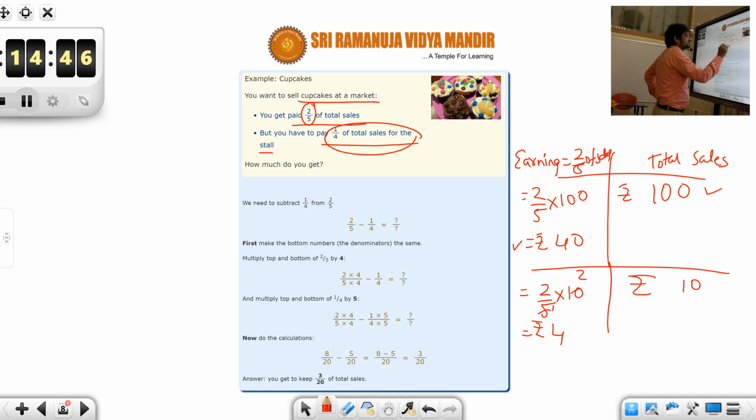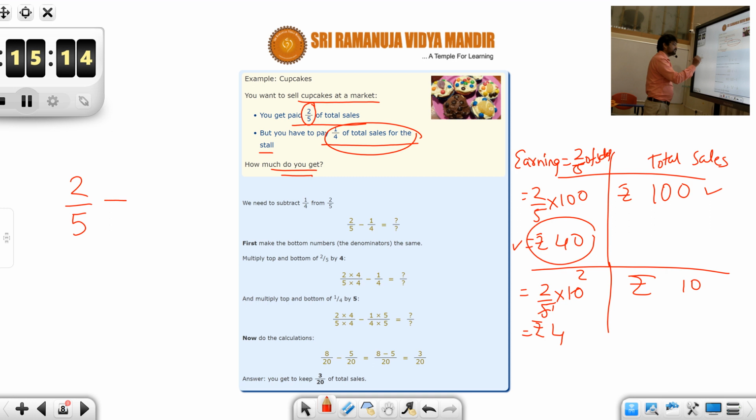Okay, you get paid 2/5. You need to pay 1/4. 1/4 means, similarly, 1/4 times the total sale. Now, what do we need to do? How much do you get exactly from this? Whatever the earnings are, again you are paying 1/4. That is, you are earning 2/5, and you need to pay back 1/4. So how much do you earn exactly? It means you need to subtract this 1/4 from 2/5. Okay, this is your earning.